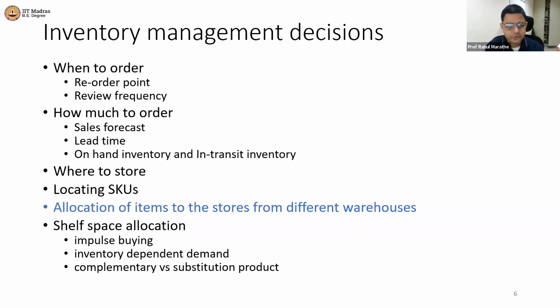And the last thing is shelf space allocation. At the store level, how much of an item will I put for display, and where? This is a very interesting problem that we have already discussed. Here there are three important things. One is impulse buying.